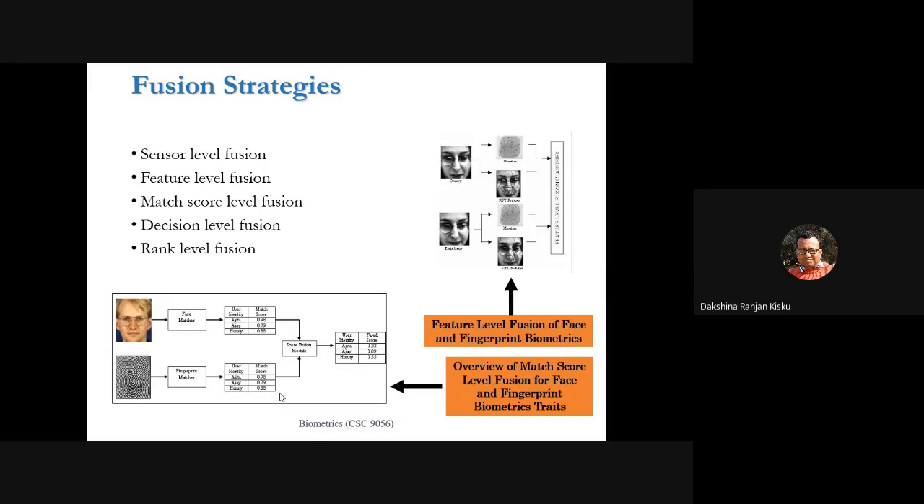After score level fusion, we obtain the fused score for the same user identity that was used for the individual biometric systems. Now this fused score will be verified by the decision module. That means there will be some threshold, and this fused score will be compared with the threshold. Based on the threshold, some scores may be rejected or some scores may be accepted by the biometric system.